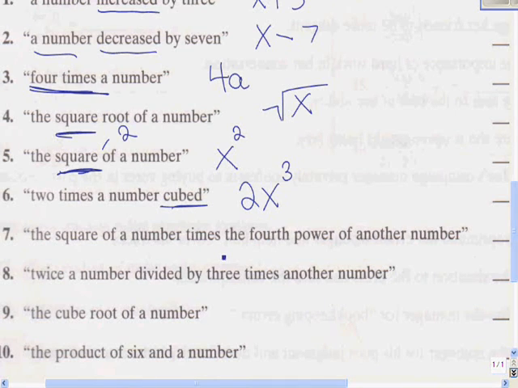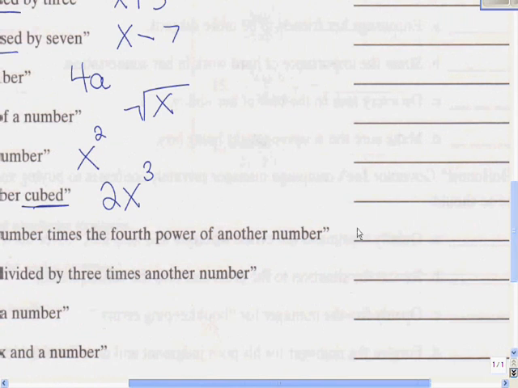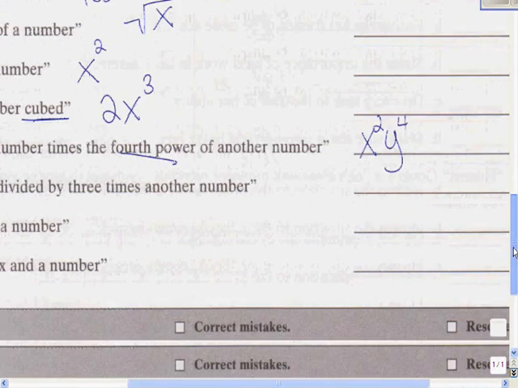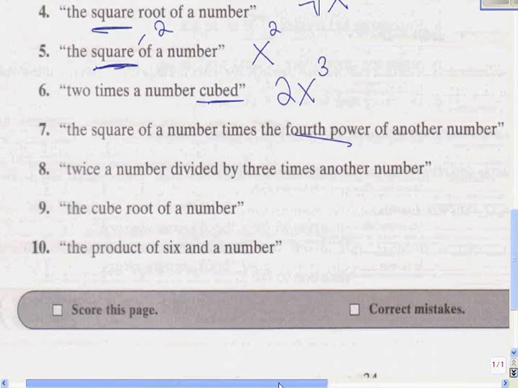It says the square of a number times the fourth power of another number. So the square of a number, we don't know the number, x squared, times the fourth power of another number. So we're talking about two different numbers, so I'm going to use a different letter. And it's the fourth power, so I'm going to put 4 here. So x squared, the square of a number, times another number to the fourth power, so y to the fourth. And the fact that they're together means times. Even though I don't have a times symbol between them, the fact that they're together means that I'm going to multiply them.